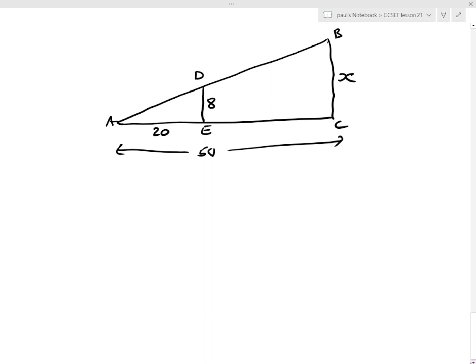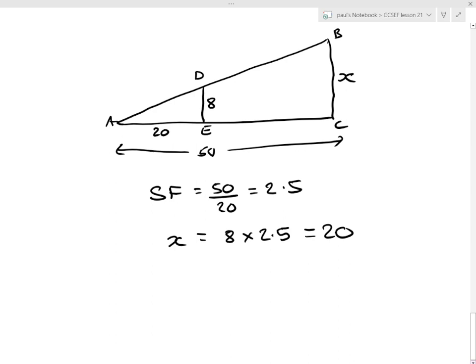Scale factor. Okay. So this is going to be AC divided by AE, which is equal to 2.5. And X is going to be equal to 8 times 2.5. 16, another 4 make 20. I've just got one more lovely little example to give you, and then that will wrap up this one.